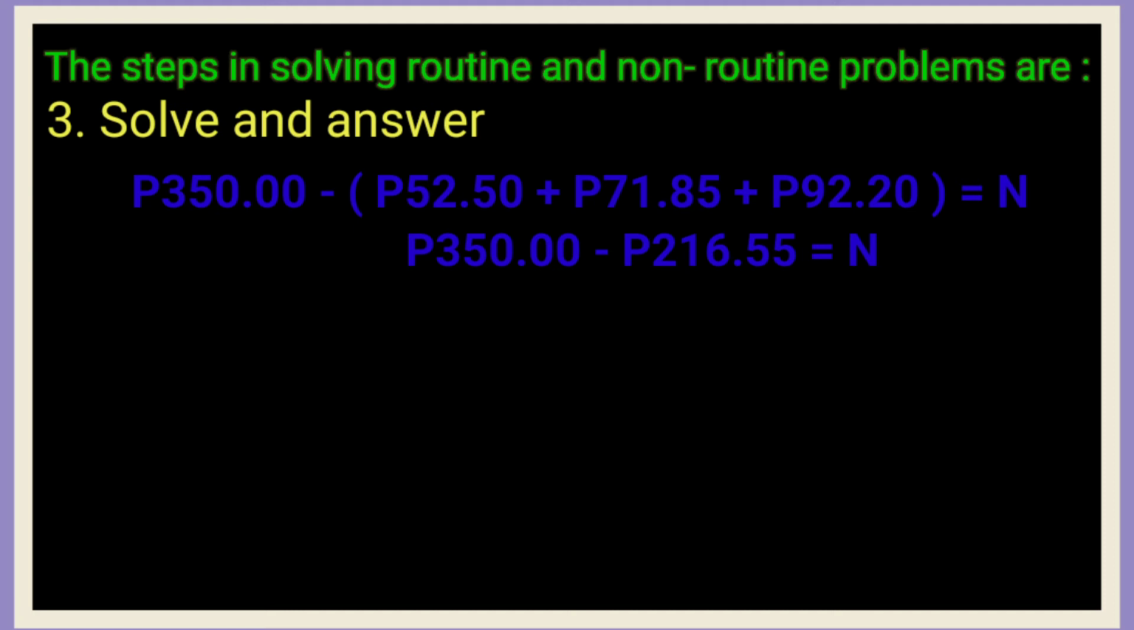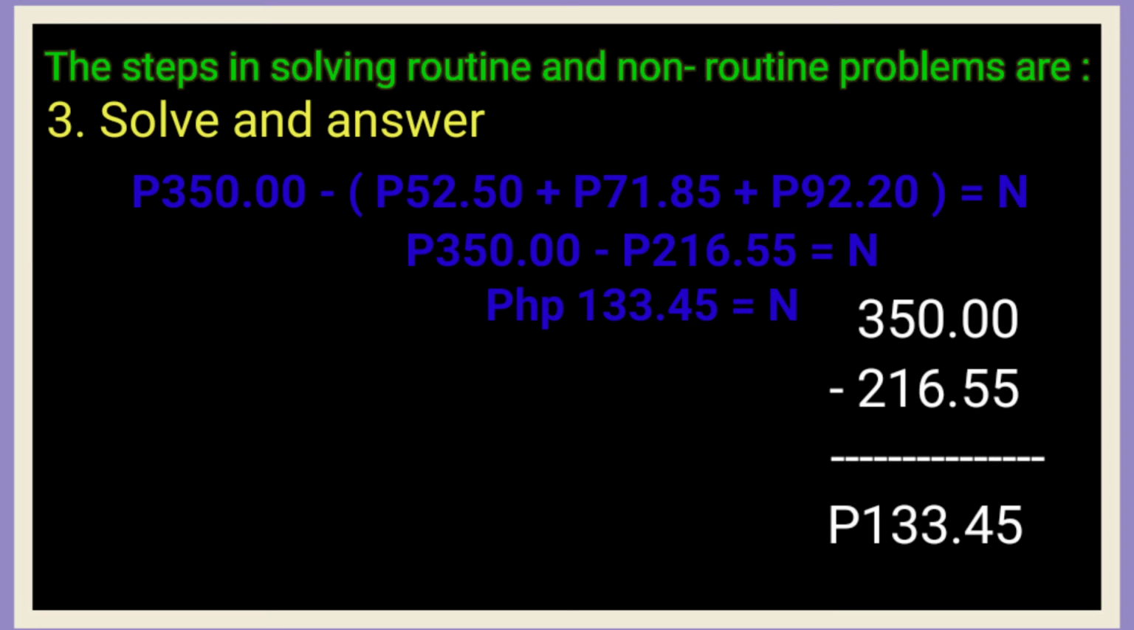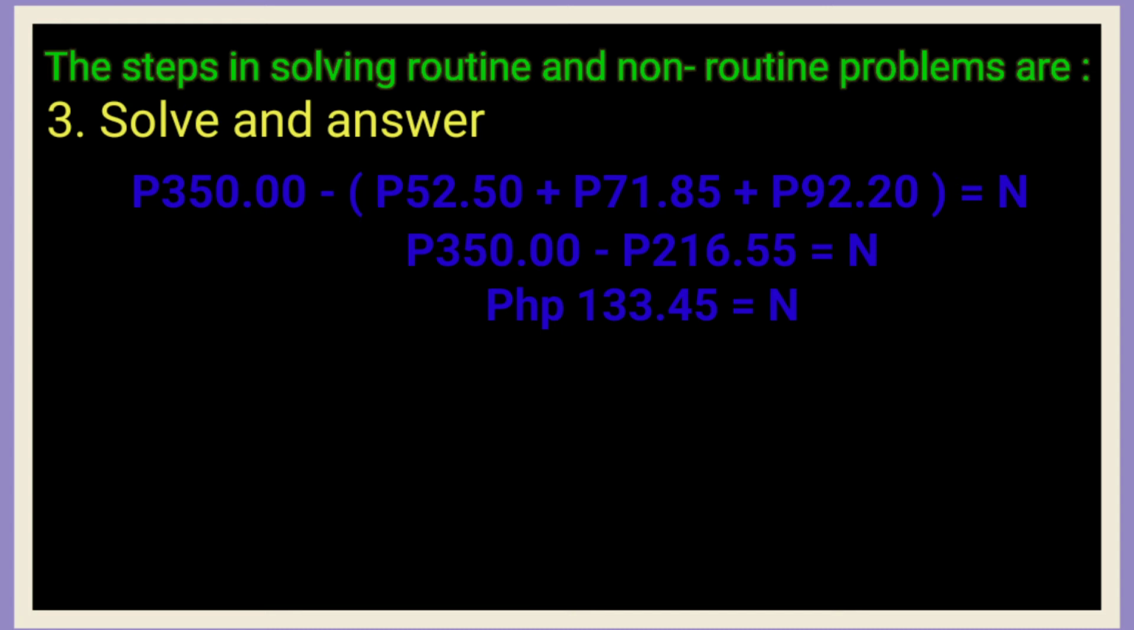Finally, subtracting these two numbers would result to the difference of 133 pesos and 45 centavos. So our n is equal to 133 pesos and 45 centavos. This is the amount of profit that the bakery will get on each cake.